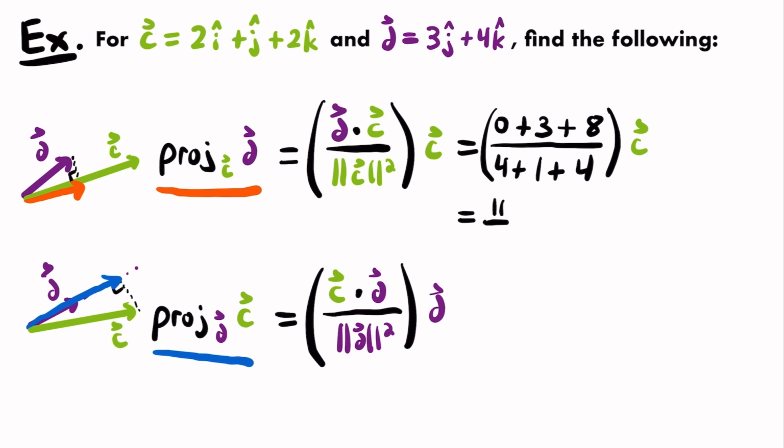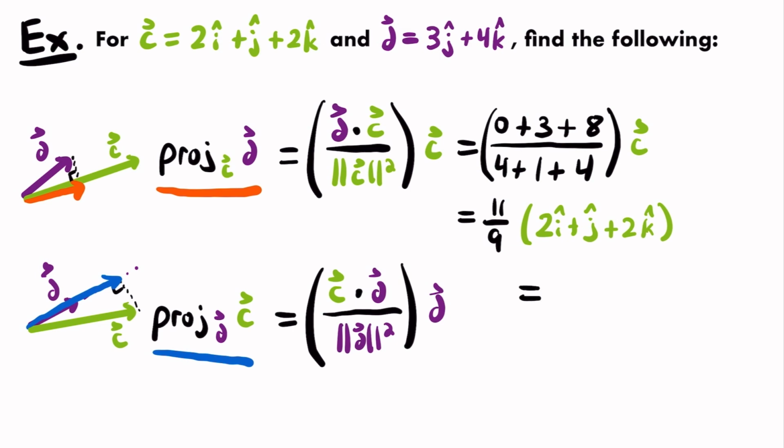So we'll have 11 divided by 4 plus 1, which is 5, plus 4, which is 9. So we have 11 ninths times c, but let's actually write in what c is equal to. We're multiplying by the vector 2i plus j plus 2k. All right, and so we want to multiply 11 ninths by each of those terms.